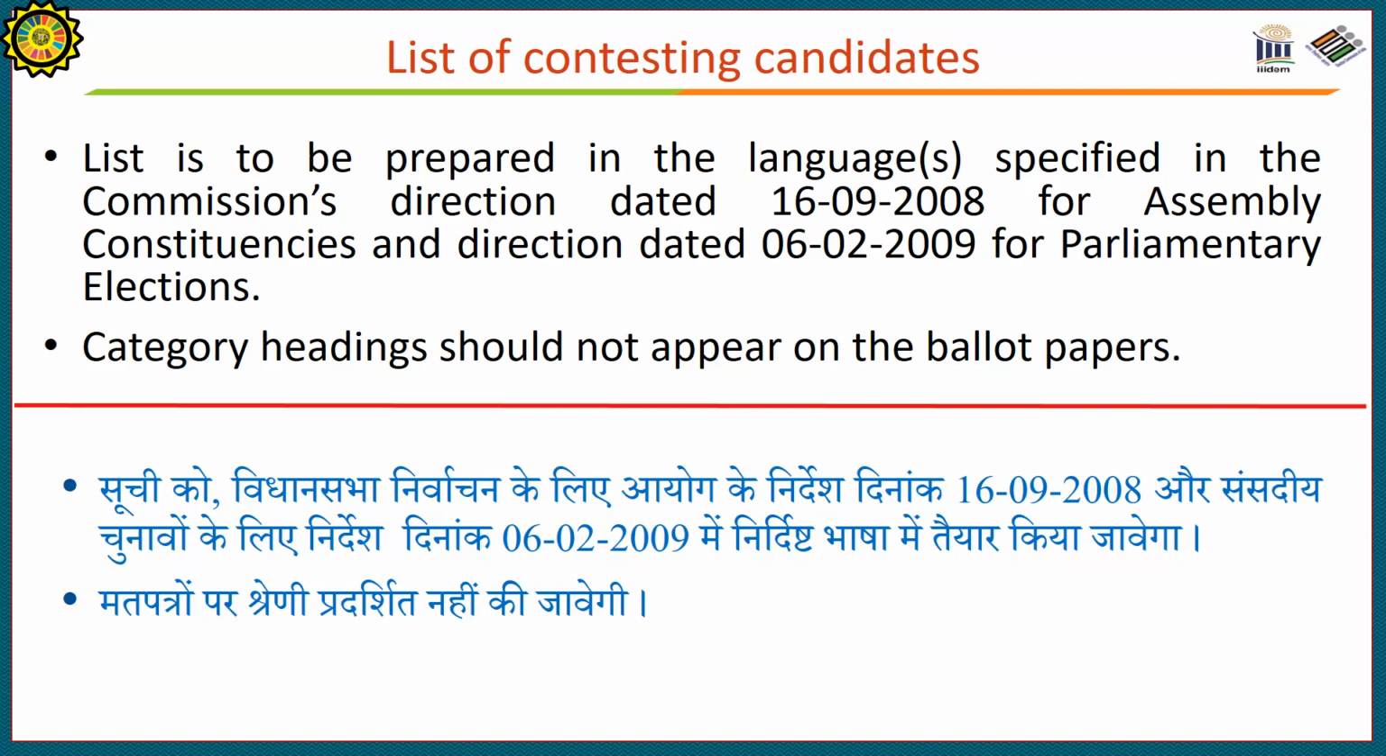The list is to be prepared in the languages specified in the Commission's direction dated 16 September 2008 for Assembly constituencies and direction dated 6 February 2009 for parliamentary elections. Category heading should not appear on the ballot papers.